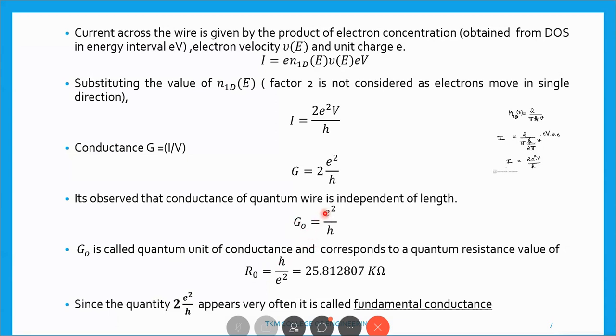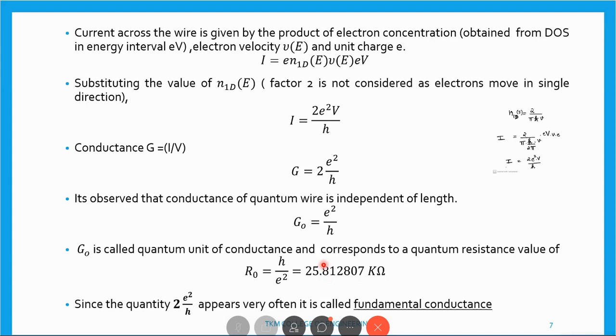And G0 will be equal to e²/h. And by taking the reciprocal of G0, the reciprocal of conductance will be resistance, right? So we get the quantum resistance value, the reciprocal of this, R0 will be equal to h/e². And by substituting values for h and e, we'll get a particular value, which is R0 equal to 25.812807 kilo ohms. So that is the derivation for fundamental conductance, G0, which is the quantum unit of conductance, and R0, which is the quantum resistance value. Have a look at this value, because we'll come to it in the coming session. R0 is equal to h/e², which is 25.8 kilo ohm. So that is regarding the quantum conductance.